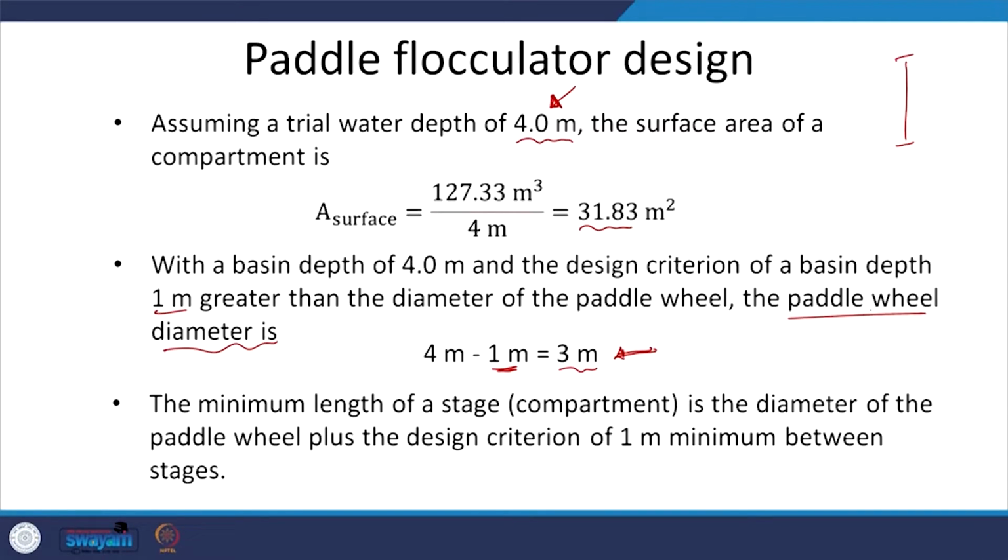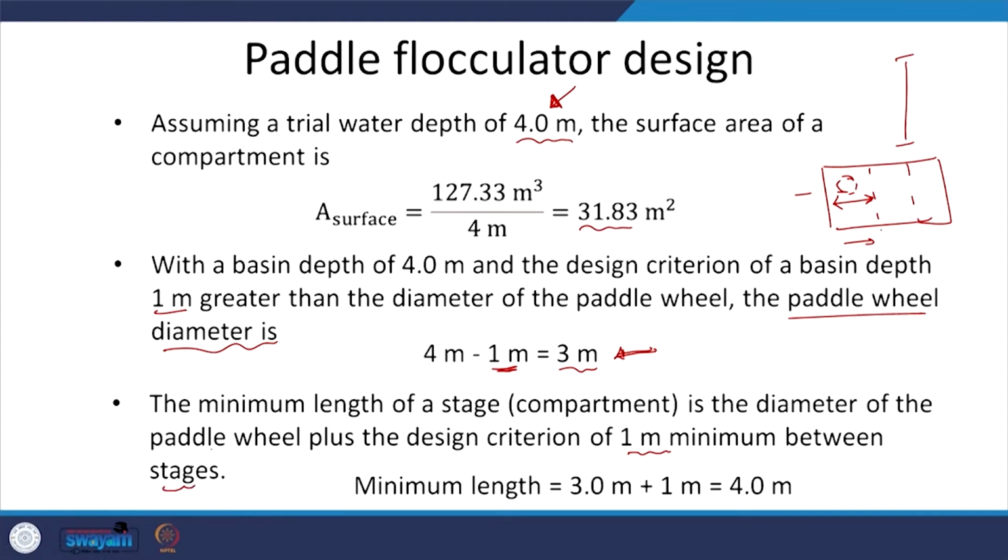So for example, let me draw this. This is the length, but keep in mind that there are 3 compartments. So this is the length, right? The minimum length of a compartment is the diameter of the paddle wheel. Here I am going to have paddle wheels, and they are going to rotate out here. So it will be the diameter of the wheel plus the design criterion of 1 meter minimum between the stages. So 3 and 1 meter, so 4 meter.